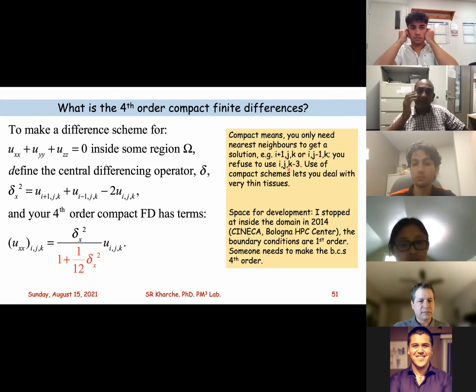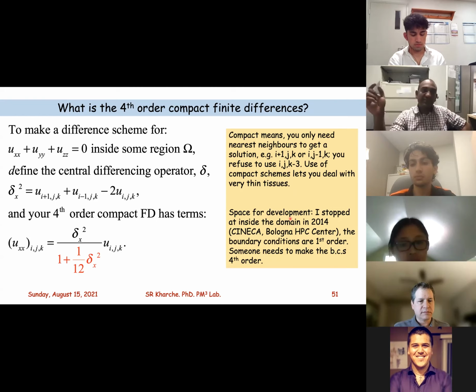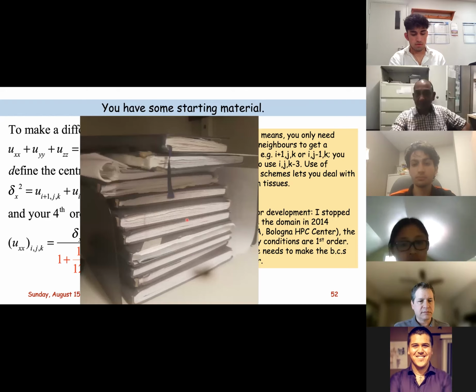Now, as I said, this fourth order method is already described and implemented in the solvers accessible to you, but the space for development is that the boundary conditions are still first order. Unfortunately, they may still be explicit, and therefore the overall scheme is not fourth order implicit super accurate. Your chain is just as strong as the weakest link, and the weakest link here are the explicit boundary conditions. So I'm looking for help on that. We have some starting material. I have some notes, and we can start from there.